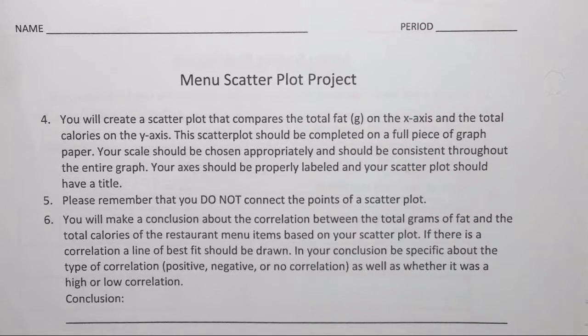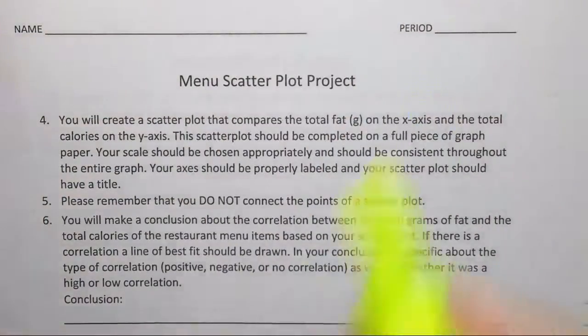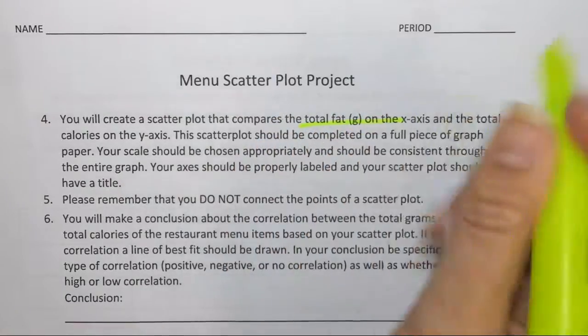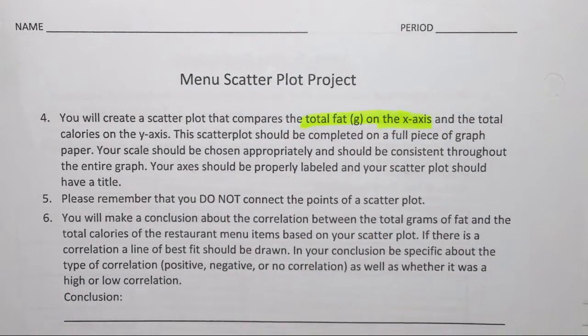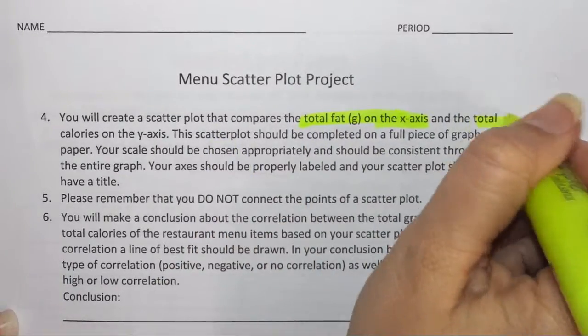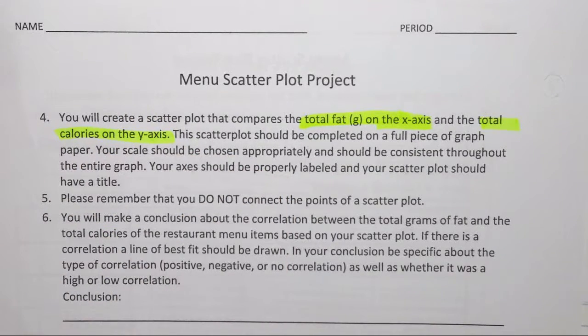Alright, so then you will create a scatter plot that compares the total fat on the x-axis. So let's make sure that we have that highlighted, underlined. The total fat goes on the x-axis. Because we're going to see if fat controls calories. That's our goal. And we're going to compare the total calories on the y-axis. That is very, very important that you label it correctly. And if you don't, you will not pass the project.